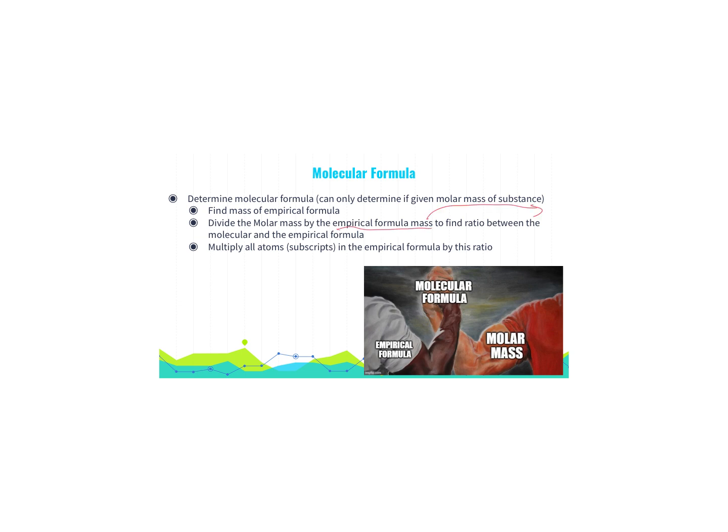Right, so this is always given. You'll divide the molar mass of that compound, which is given to you, by the molar mass of the empirical formula to find the ratio between the molecular and the empirical formula. And then you'll multiply all of the atoms or the subscripts of those atoms in the empirical formula by this ratio. And I'll show you how to do that on the next slide.